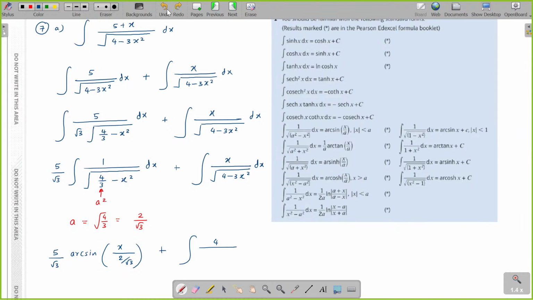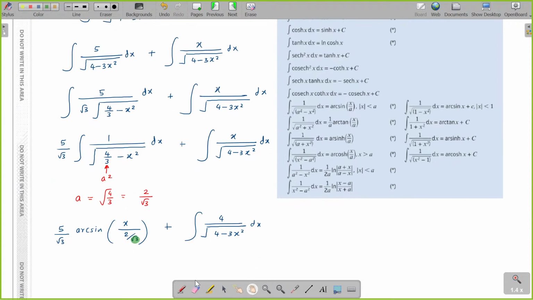Of course, I'm just doing it one by one so that it's easy for me to explain, but in the exam you can do all these things together. And then this guy, x over 2 over root 3, the denominator root 3, you can bring it up. So you have root 3x over 2. Is that okay? You have 5 over root 3, arc sine root 3x over 2. Now the thing is I have to fix the other guy. How do I fix the other guy? In the sense, how do I integrate this? Sorry, not 4, it's x over. I'm sorry, this is x over.